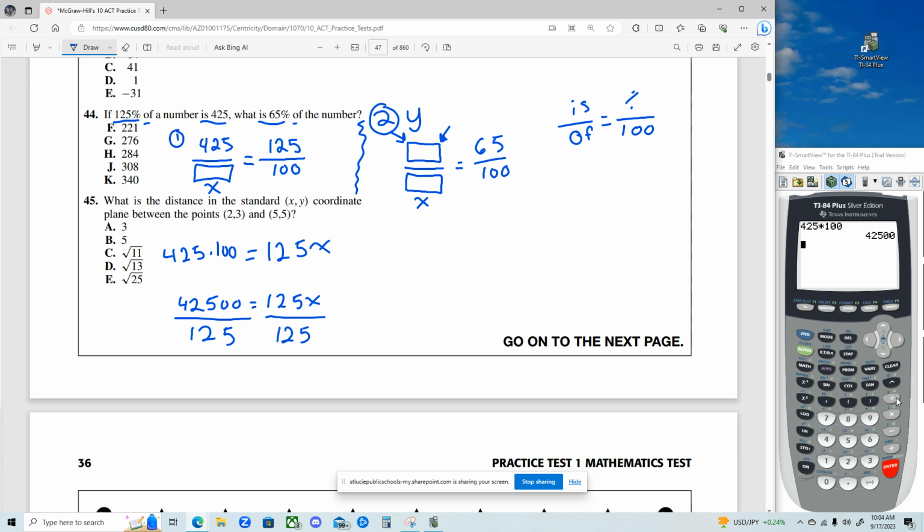And so that answer divided by 125 is 340. 340. Now I can put it in over here. 340. And since x is no longer an unknown, I'm going to get rid of it so it's not confusing me with my variable on my next proportion.